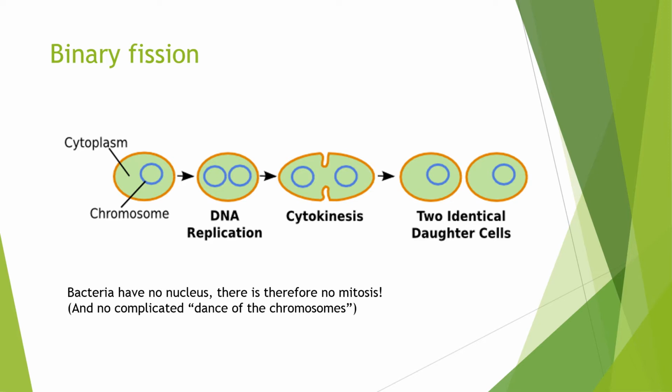But the process is far simpler. There is no nucleus, there is no nuclear membrane, there is just a single chromosome. It's basically really, really straightforward, and bacteria can deal with it very, very fast. Because they are small, their DNA is small, they can run through the process really fast, and that means that they will grow very well.